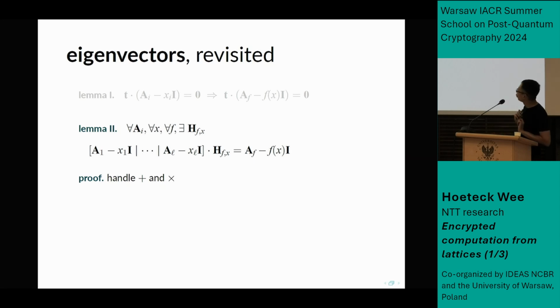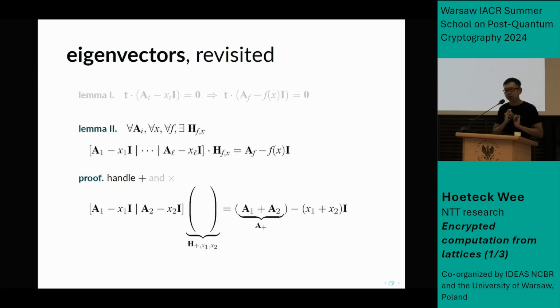So let's see what the proof for lemma 2 looks like for addition. This is basically what I want to show. I want to construct a matrix H so that this thing times H is equal to A1 plus A2 minus X1 plus X2 times I. The vertical bar corresponds to a concatenation. Concatenation of matrices is just concatenation in the horizontal sense. So any guesses as to what the H matrix looks like?